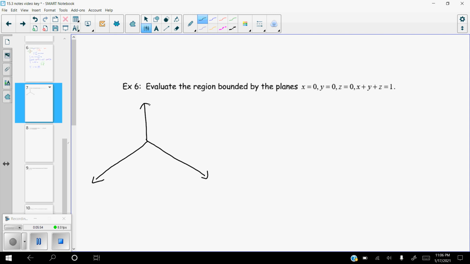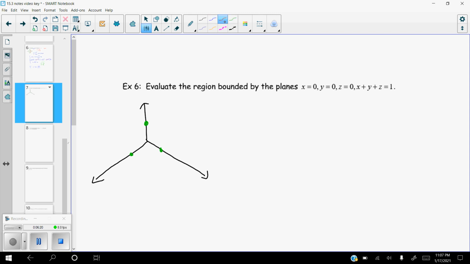So x equals 0, y equals 0, z equals 0. Again, that's all of your coordinate axes. The plane x plus y plus z equals 1. If we were to sketch that within basically the first octant, because that's what x equals 0, y equals 0, and z equals 0 is going to limit us to, we're going to have an x-intercept of 1 when y and z are 0, a y-intercept of 1, and a z-intercept of 1.